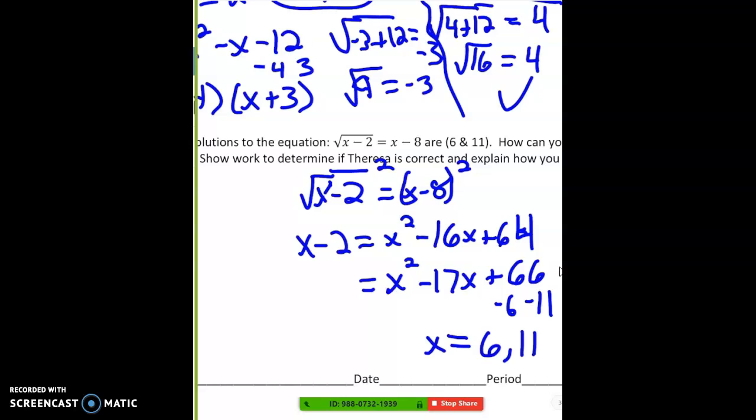Okay, so what you're going to want to do then is make sure that neither one of them is extraneous. So go ahead, plug them in, and if she is correct, then it works. In this case, if I plug those in really quick, 6 minus 2 is 4, square root of 4 is 2. Yeah, that's fine. And then 11, so 11 minus 8 is 3, yeah. So she's good, it worked out.